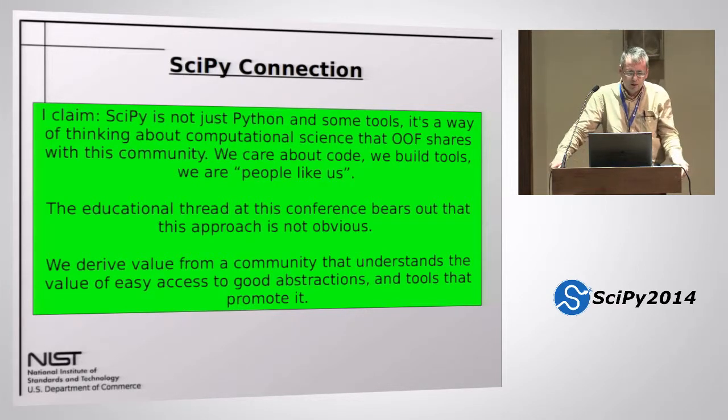The educational thread at the conference also, and some of the comments that people have made, bear out that actually this approach to code within the scientific community is far from obvious. This is a special place, this is a special community, and we're pleased and proud to be part of it. And I think, as the other part says, we derive a lot of value from this community. That's in part why the National Institute of Standards and Technology was a sponsor this year, although I emphasize that I personally had nothing to do with that. I'm proud of it, but that's all.